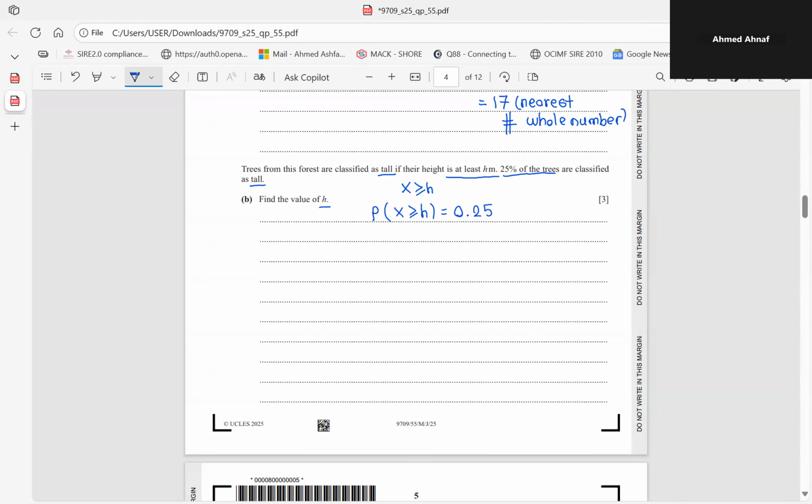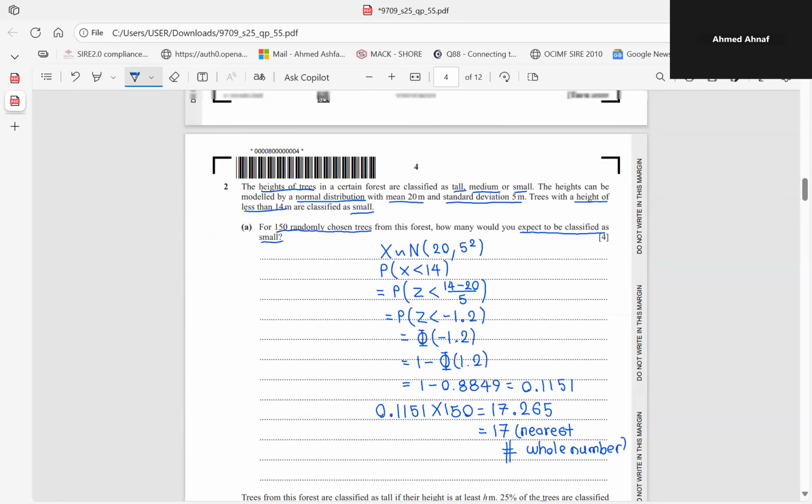Okay, so in order to use the normal distribution, we can rewrite this as 1 minus P(x less than h) equals 0.25. And we can make P(x less than h) the subject of the equation. So this would just be 1 minus 0.25, which is 0.75. Okay, now let's standardize this by finding our z-score. So z would be less than h minus mu. Mu is 20.